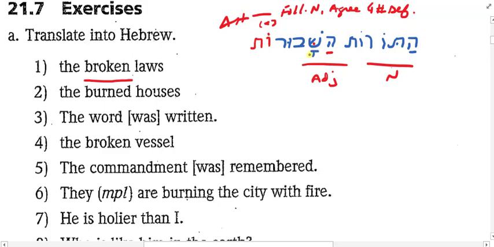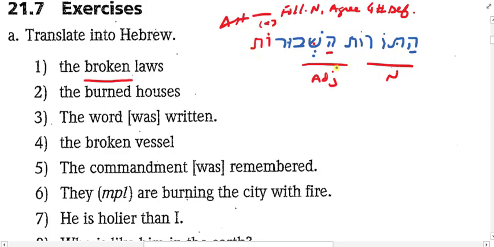What's going to have to happen to that changeable vowel right here, this long A? It will reduce to what? A vocal shewa. So it's going to be ha-shavurot. So ha-torot, ha-shavurot. Literally the laws, the broken, which is the broken laws.